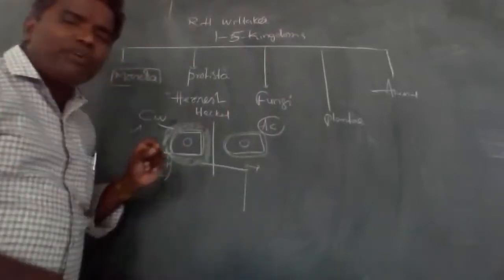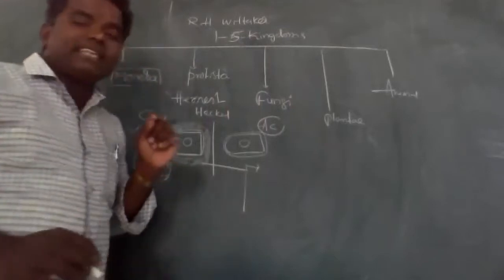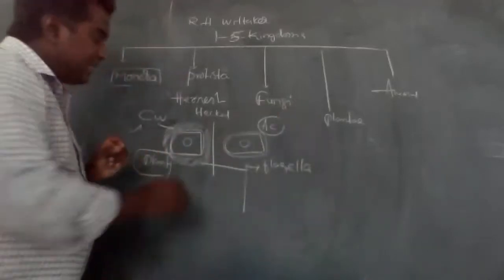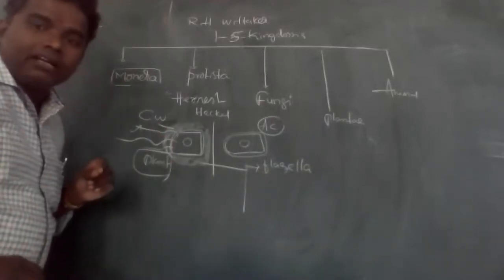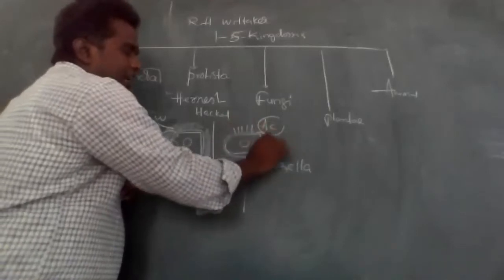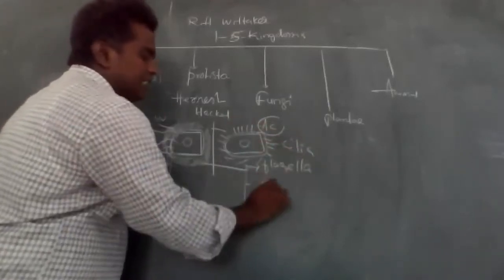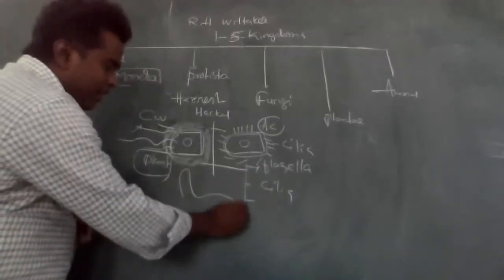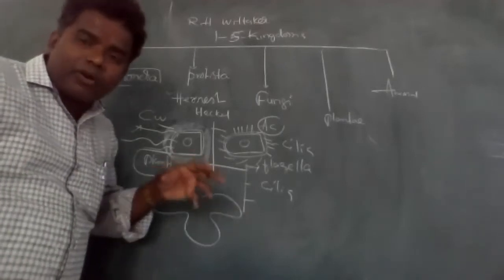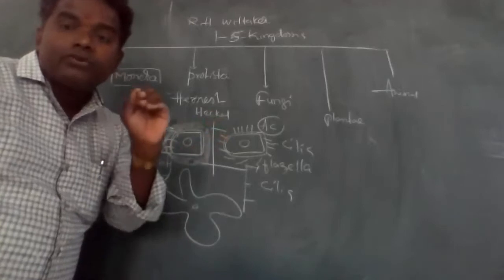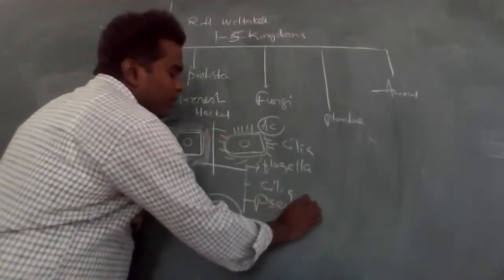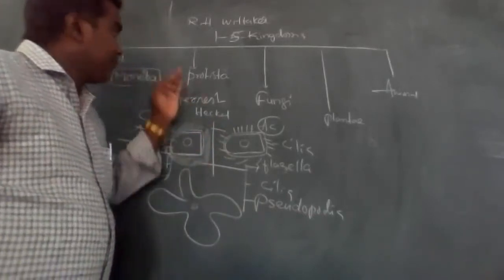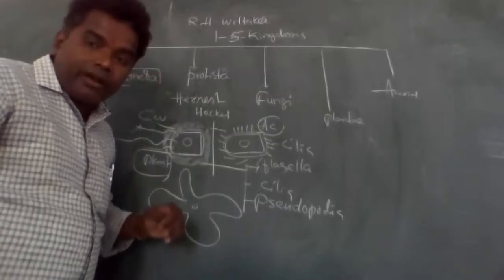Locomotory organs, you know very well. For example, flagella is there. Then a few of the protists have cilia. Cilia are also there. And a few of the protists have pseudopodia. Pseudopodia are also there. So these are the locomotory organs present in the Protista. Very important thing.